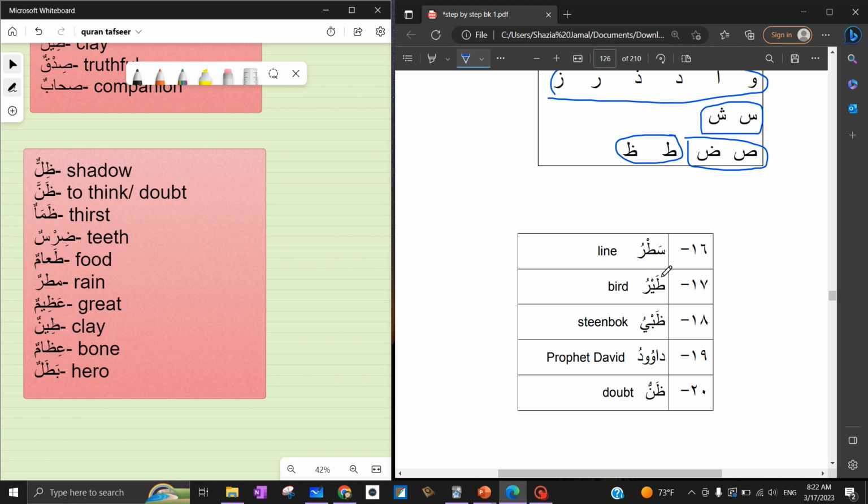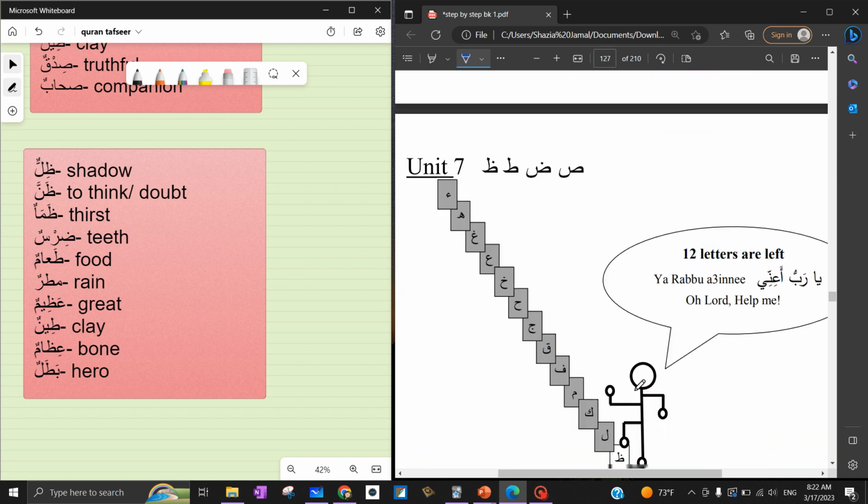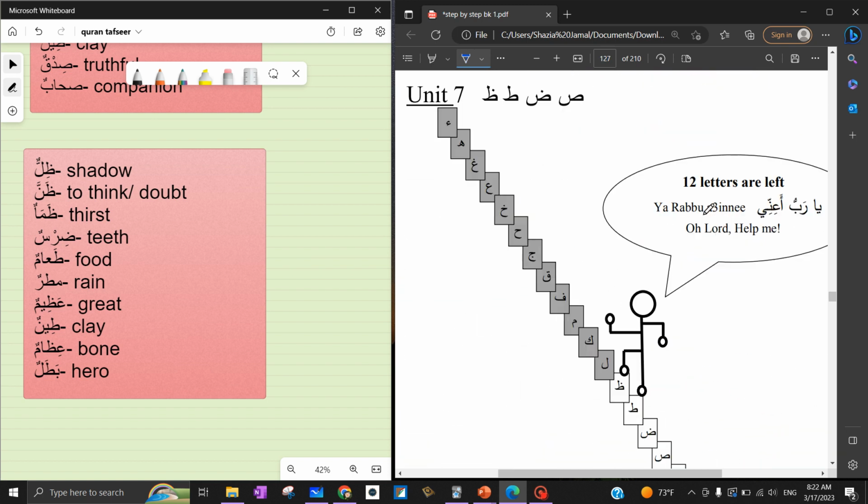So let's see some random words here. Satrun means line. The line you draw is satr. And Tayr, bird. Wabu is steenbok, it's an animal. And Daud, the name of Prophet Daud alayhi salam. Zannun, to doubt or to think. So this is the end of the lesson, unit number 7, and we have completed 12 letters.